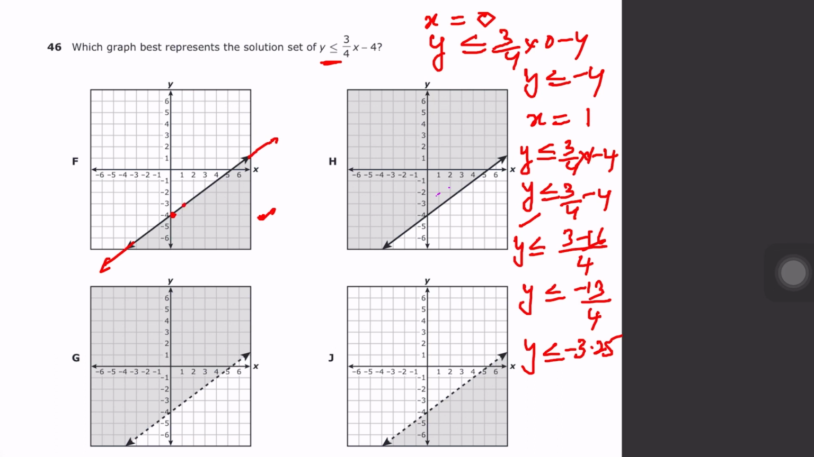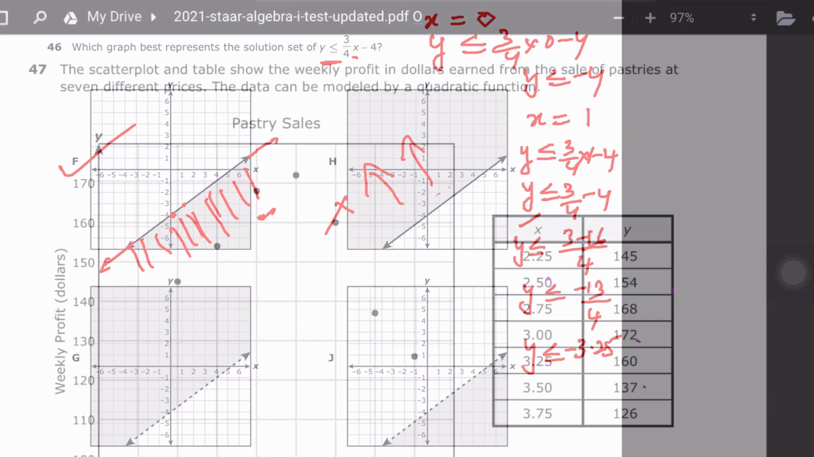So for different values of x, you're getting all the points in this shaded region. Suppose you take x is equal to minus 1, because it ranges from minus infinity to plus infinity, you can see that all the values lie in this part itself. You cannot see it lying in the above part over here. So therefore we can rule out H, and the answer is F. When you substitute different values of x, you can see that it lies inside this region, because y is less than or equal to 3 by 4 into x minus 4. Therefore the choice is F over here.